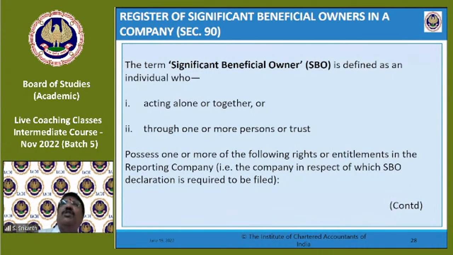Section 90 talks about significant beneficial owner. It's an individual who, acting alone or together or through one or more persons or trust, possesses one or more of the following rights or entitlements. Sir, earlier there is a definition of significant beneficial owner. I am not covering it here. It is in the institute material. I am not covering it. This is the amended provision which I am covering. Okay.